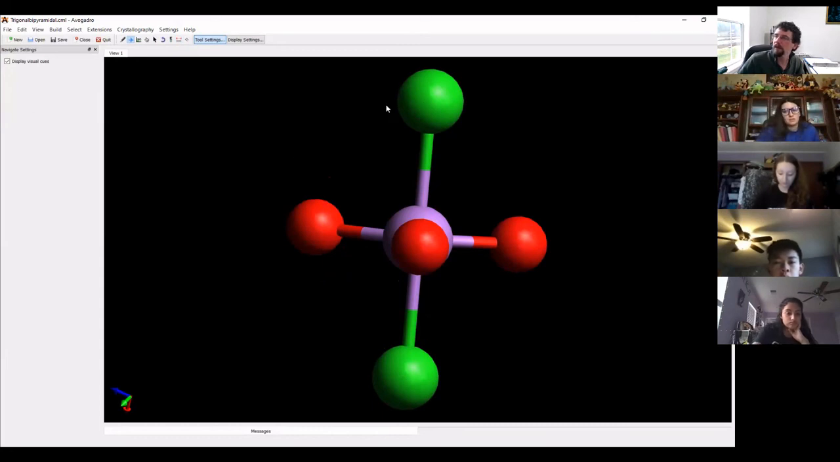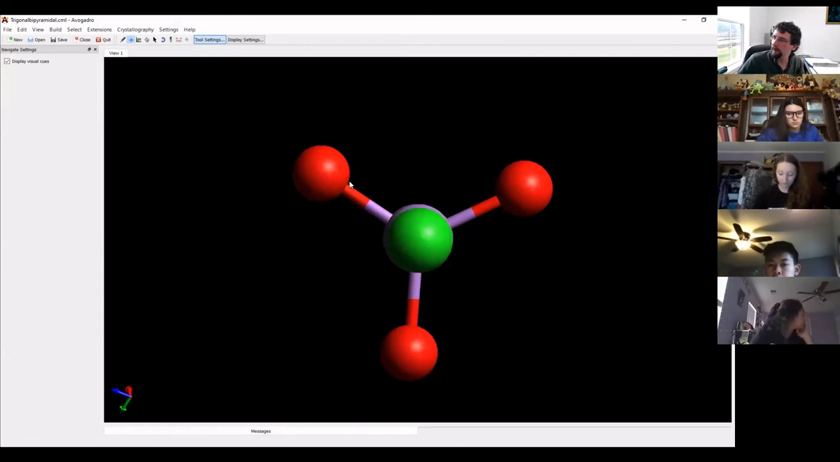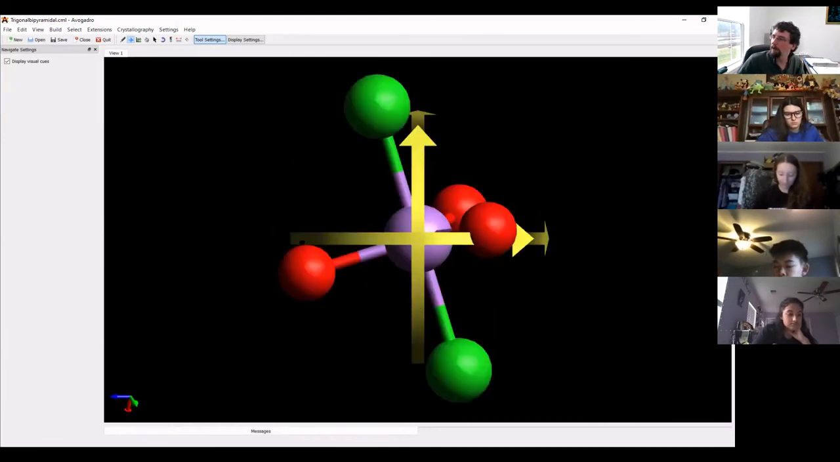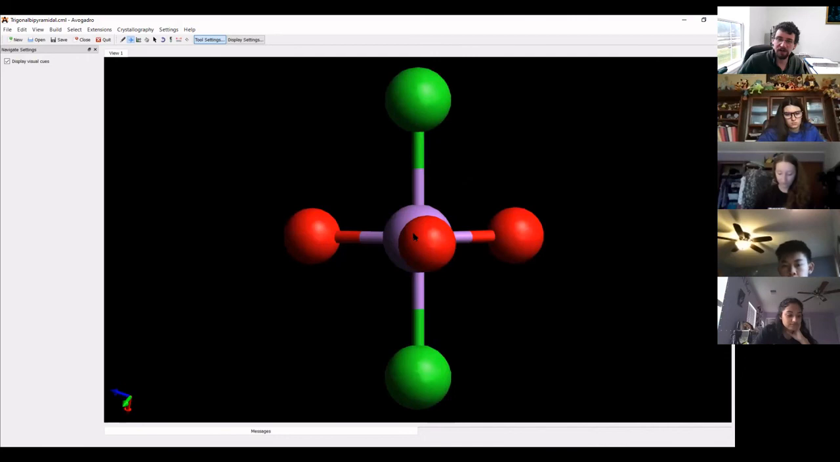180. Yep, 180. Now let's look down the plane. What about between 2 of the red spheres? 120. Now, what about between a green and a red sphere? 109. Not 109 in that case, because it would be a little more bent, right? 90? Yep, this is 90. So, does anybody know the name of this molecular shape?